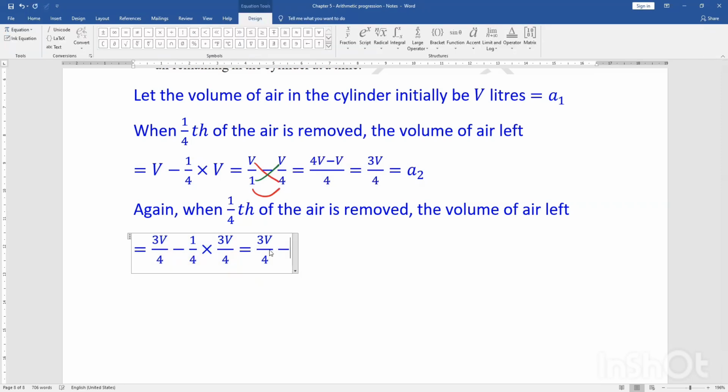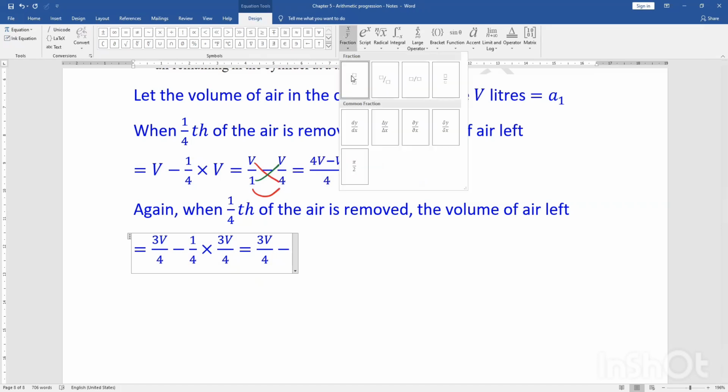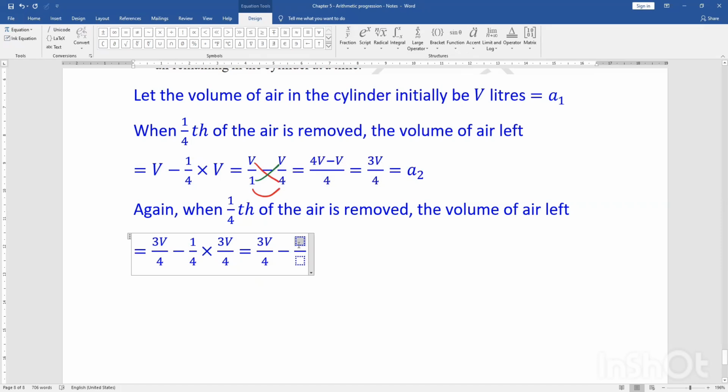But what about the second part? The second part, 3V into 1, you get it as 3V. Whereas in the denominator part, 4 into 4 is 16. Right? You're going to get it as 16. Now, I need to do the subtraction of these fractions. So how to do the subtraction? We can use the concept of equivalent fraction.